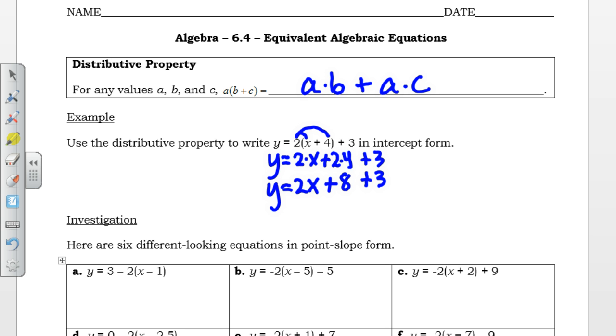My last step would be to combine my like terms. So my 8 and my 3 get combined. My answer then is y equals 2x plus 11.